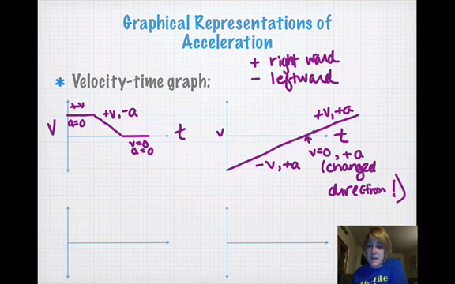Okay? And what did it do after that? It sped up, because now we've got increasing magnitude for our velocity vector, and it's still to the right. Okay, so we now have a positive velocity, and it's increasing in magnitude because of this positive acceleration.